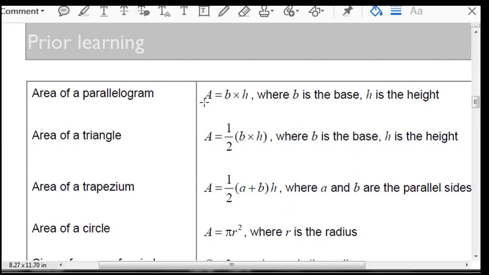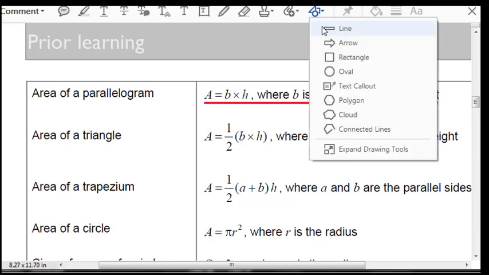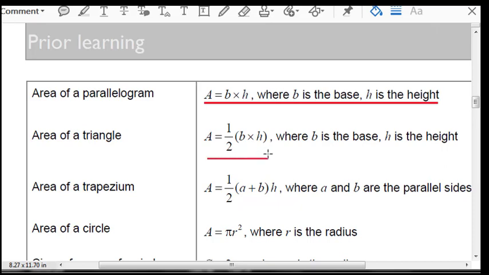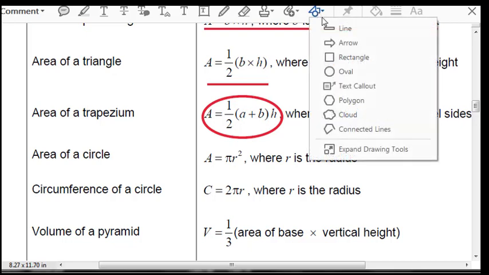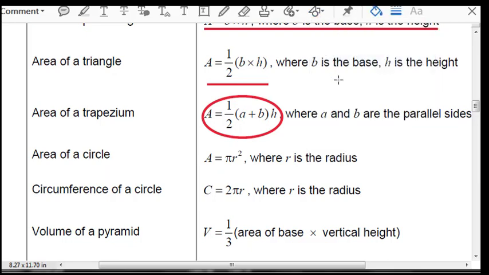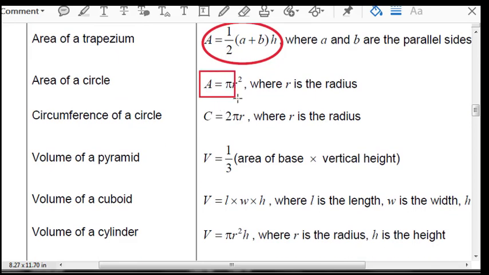Area of a parallelogram. The formula of the area of a parallelogram equals base multiplied with height. Area of a triangle equals half into base into height. Area of a trapezium is half into (a plus b) multiplied with height, where a and b are the parallel sides.